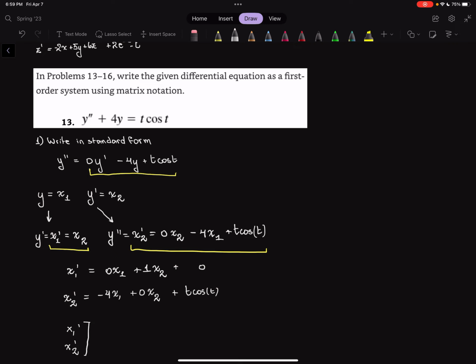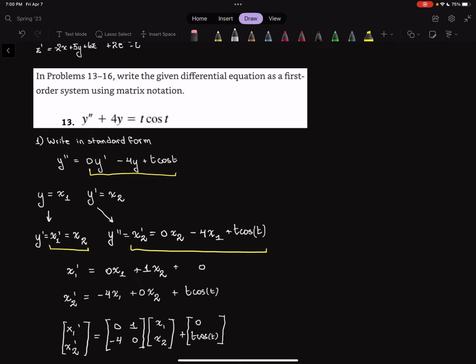Now we can convert it into matrix form. I'll write this as a matrix. This is the derivative of my original vector. And then I can pick out the coefficient matrix. It's just going to be 0, 1, negative 4, and 0. And then from that, I'm going to have my x sub 1 and x sub 2 here. Plus, what am I going to add? I'm going to have the vector for the forcing function, t times the cosine of t. And there you have it.